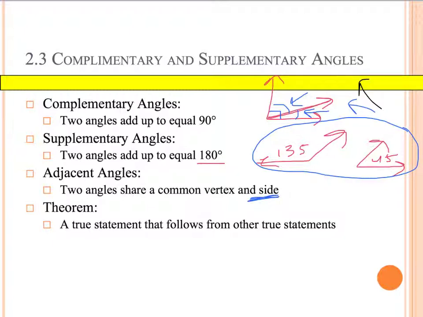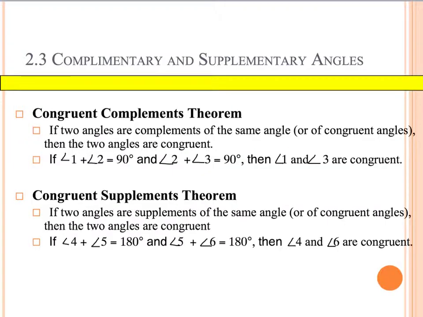So if you look back up at that original problem when we were talking about complementary angles, if I label this one and this two, those two angles would be adjacent angles. They're right next to each other, they share a common vertex, and they share a common side between the two of them. Okay? A theorem. A theorem is a true statement that follows from other true statements. We're going to be using theorems in two-column proofs.